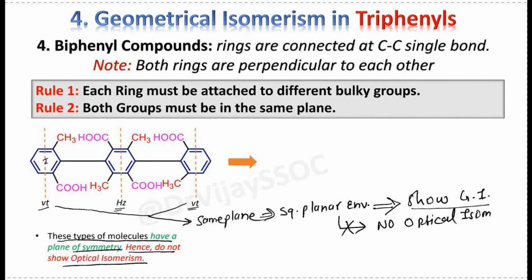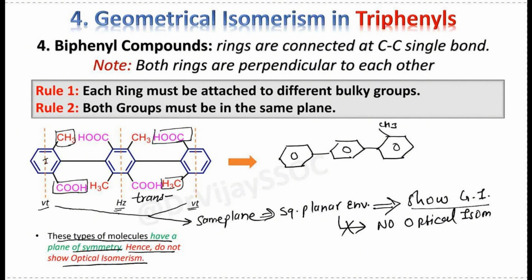So this one will be trans, because if you see this carboxylic group, it is opposite from this carboxylic group, and this methyl is opposite to this one. And what will be the cis form? For the cis one, you can draw it by putting methyl on the same side, and here you don't need to change anything. So this will be the cis isomer. So it has a total of only 2 stereoisomers.